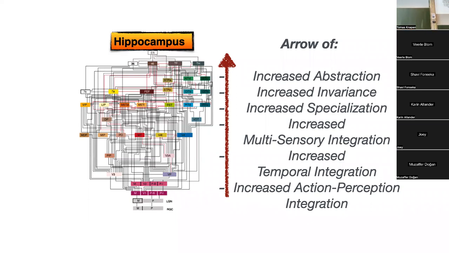There's also increased specialization. You would have a neuron responding specifically to dogs versus cats, for example, and not to cats. Things get more integrated across the senses as you move up. Things get more spread out in time, so not instantaneous, but trying to integrate over longer periods of time. And there's an increased interaction between what you're doing and what you're getting in.